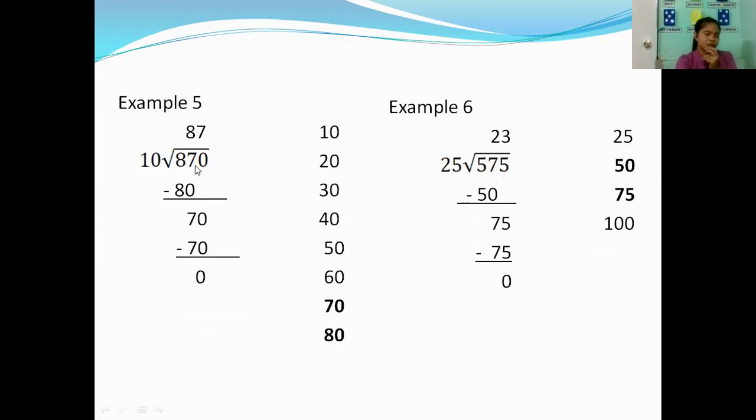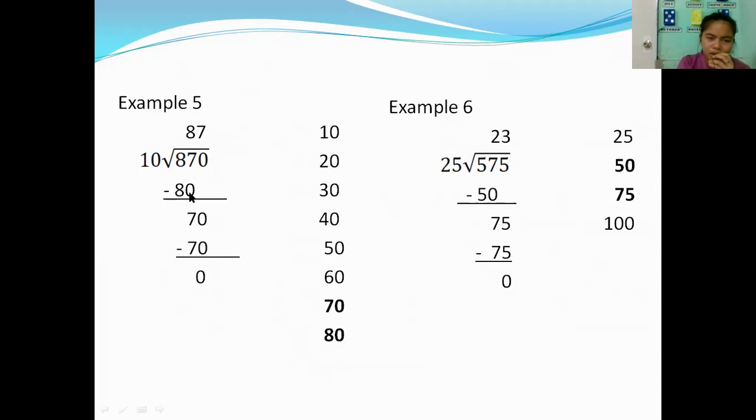We have 870 divided by 10. 8, we cannot divide 8 because 8 is less than 10, so we can use 87. So we have here the multiples of 10: 10, 20, 30, 40, 50, 60, 70, 80. We are to find the 87, right? So 87, we can use 80 because if we use 90, 90 is greater than 87, so it cannot be. So 80 is in what place? 1, 2, 3, 4, 5, 6, 7, 8. So you write 8 here, then 80 here because 8 times 10 is 80, subtract.